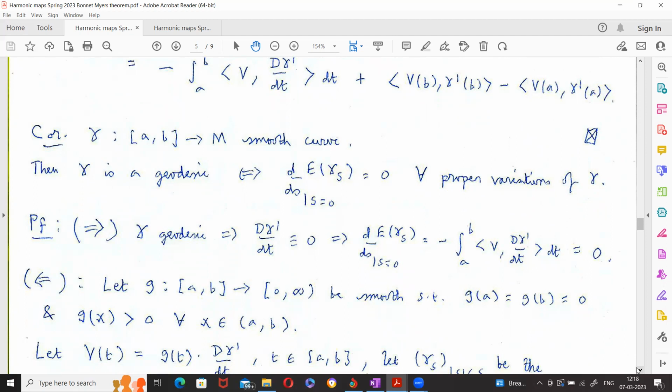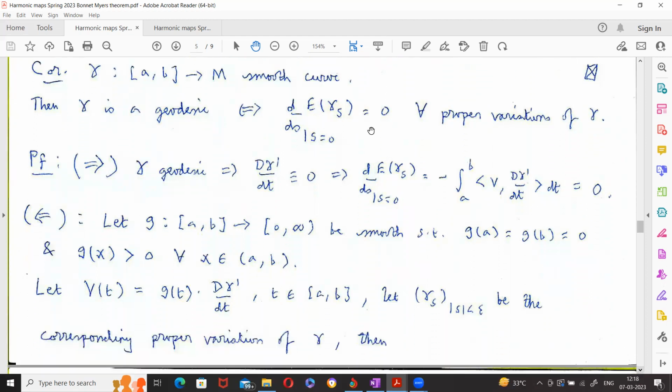And conversely, suppose the derivative of the energy is 0 for all proper variations of gamma, then you can show that gamma is a geodesic. Essentially, what that will mean is what? If the derivative of the energy is 0 for all proper variations, we know that given any vector field v along gamma which vanishes at the endpoints, we can choose a proper variation whose variational vector field is equal to that given vector field v. So if the derivative of the energy is 0, then by the first variation formula, that will mean that the integral from a to b of v, d gamma prime dt.